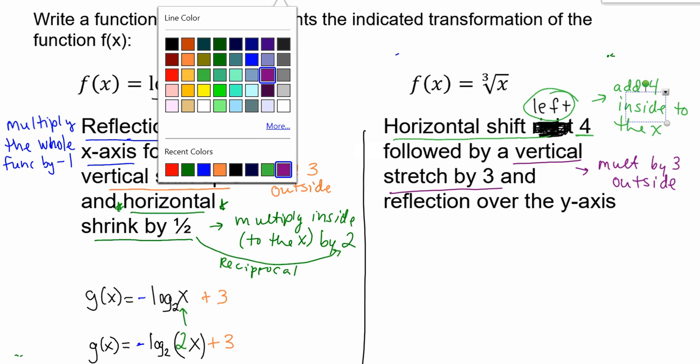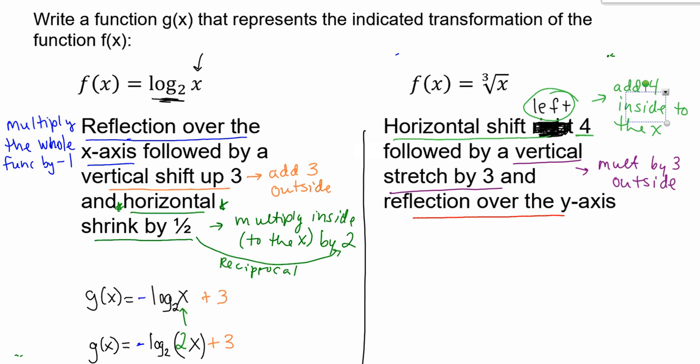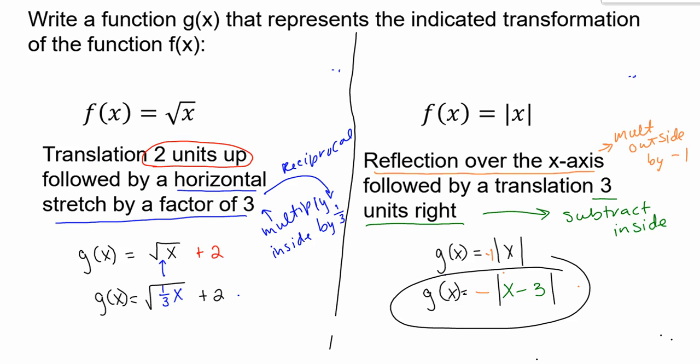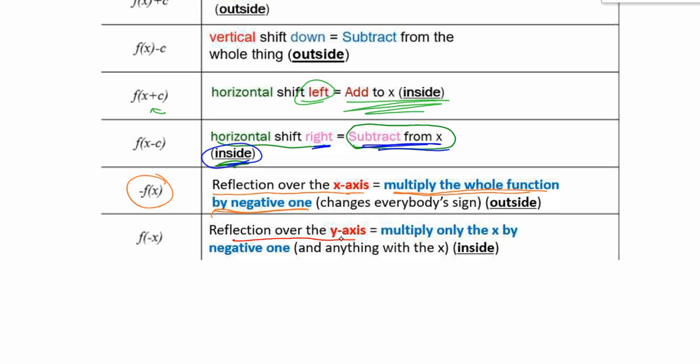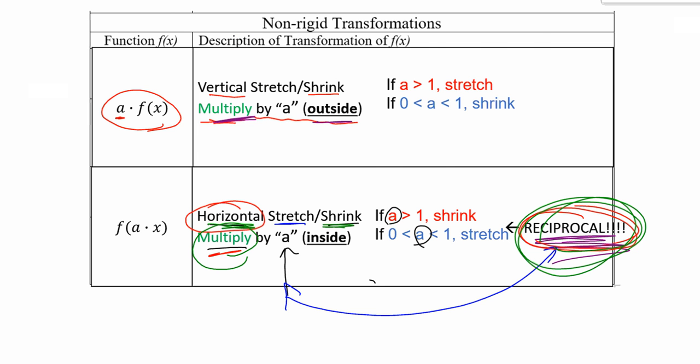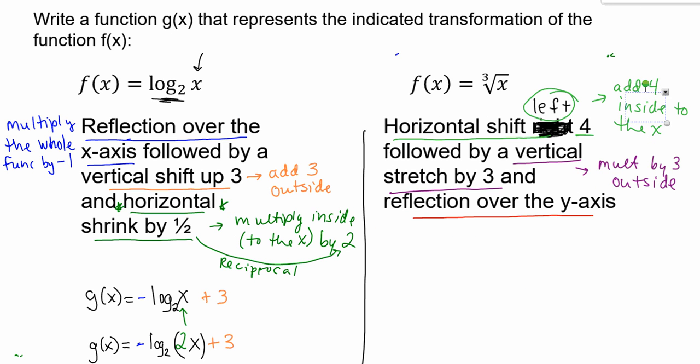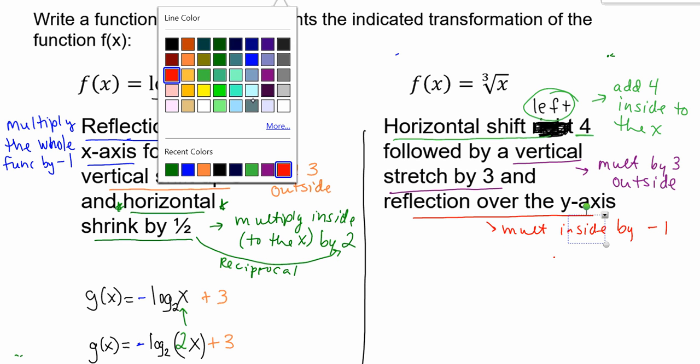And then this last one right here is a reflection over the y-axis. Now that's a first, so we better go back and double check. Reflection across the y-axis this time says multiply the x inside by a -1. And then if there happens to already be something inside there by the x, you apply the negative to that as well. All right, so we're going to multiply inside by -1.